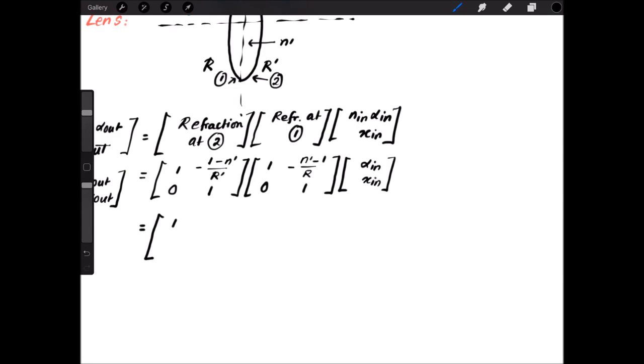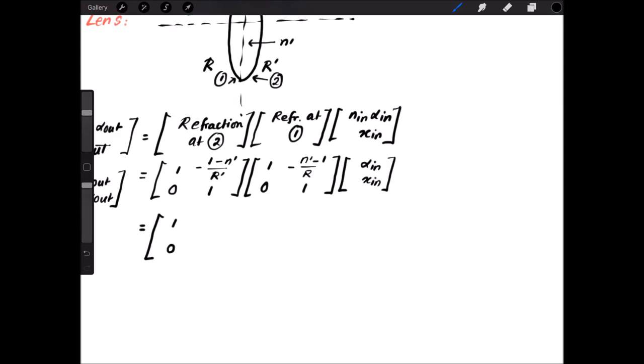Next we multiply this times this. So 0 multiplied by 1 and that term, so that is 0.